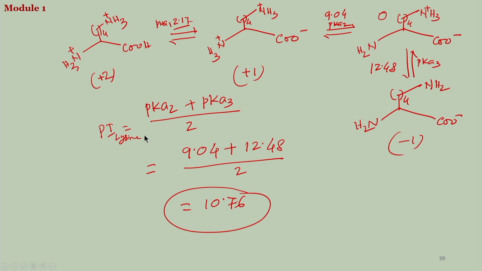Of course, because it has a basic side chain, the pI value is high. So that is how you calculate the zwitterionic structures, or the maximum concentration of the zwitterionic forms.